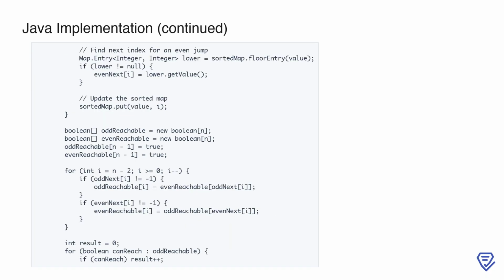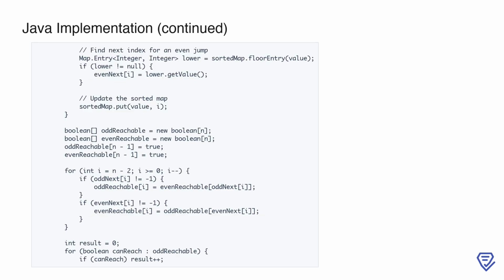Now, we focus on finding the next index for an even jump. Using the floor entry method, we locate the largest key smaller than or equal to the current value in the tree map. If such a key exists, we update the even next array at the current index. After determining the next indices for both odd and even jumps, we update the tree map by inserting the current value with its index. This ensures that the map reflects the latest state for subsequent iterations.